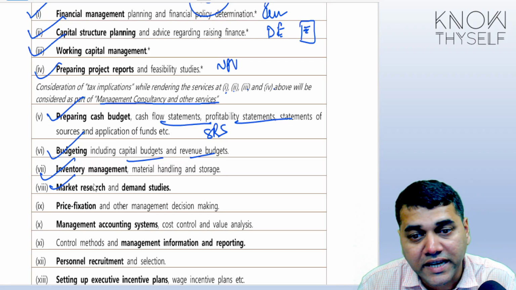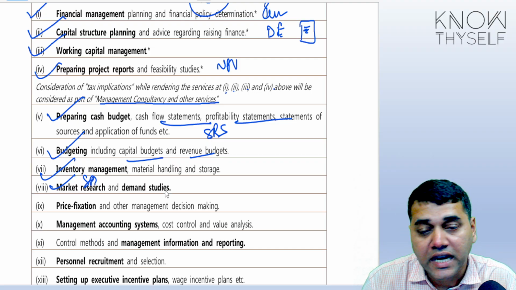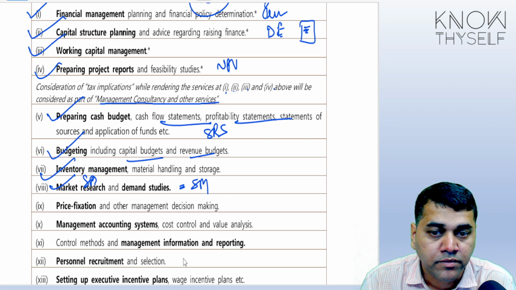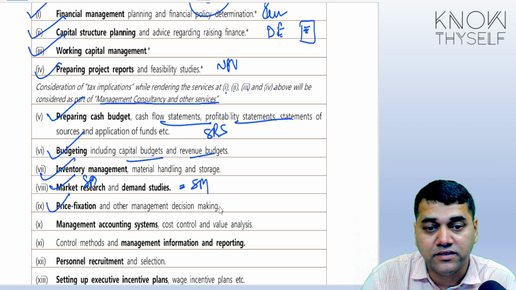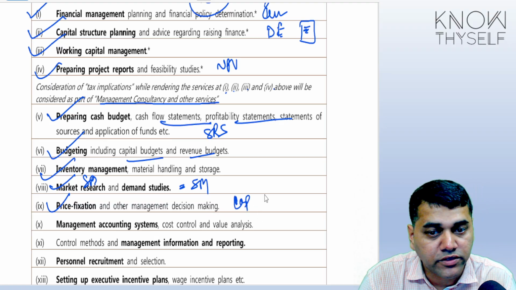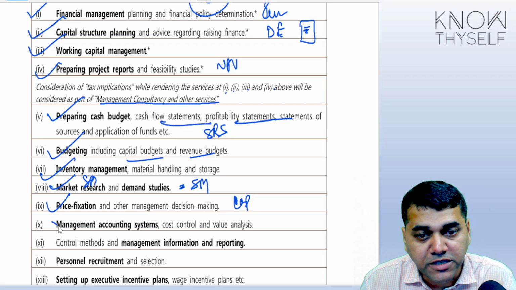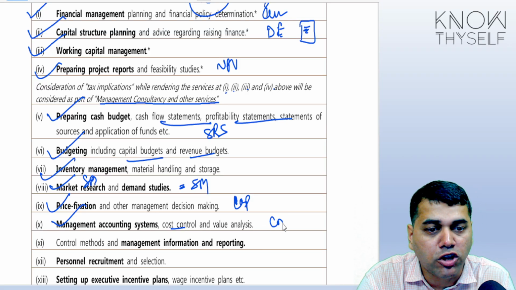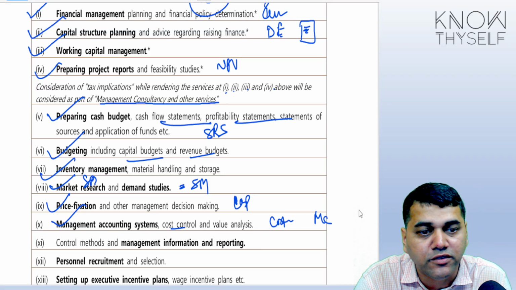You can do the market research, strategic management, and demand study. This is all coming from strategic management. That's why in the interview you have this subject. You can help to fix the price in decision making. You can calculate the cost of production and help to fix the price. Management accounting system, cost control, value chain analysis, all this type of costing work you can do. Management consultancy work you can do.